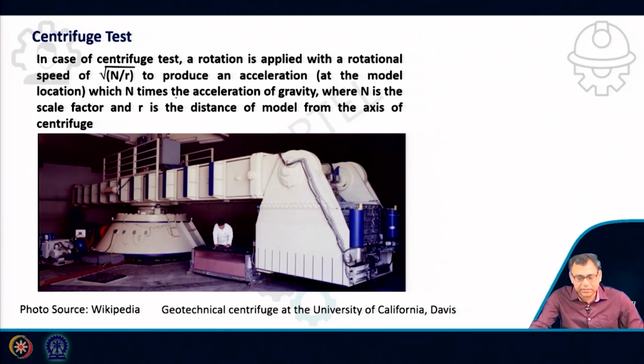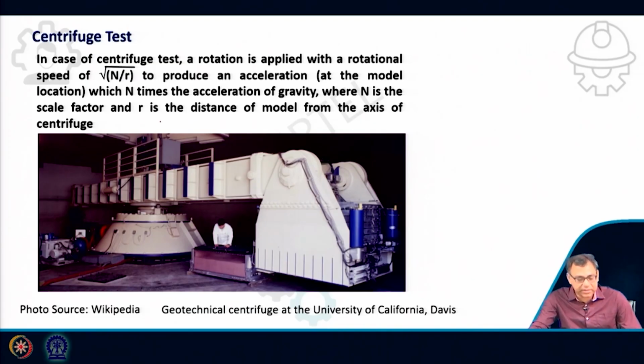That is your n, so that we can produce an acceleration which is n times more than the acceleration of gravity. That means in this test, in the model tank, the acceleration is ng, if g is the acceleration due to gravity. Here the acceleration is n times g. Clear? And r is the distance between the model and the axis of the centrifuge. This is the axis of the centrifuge and this is the model. This is the centrifuge facility of the University of California, Davis, and this photograph is taken from this source.